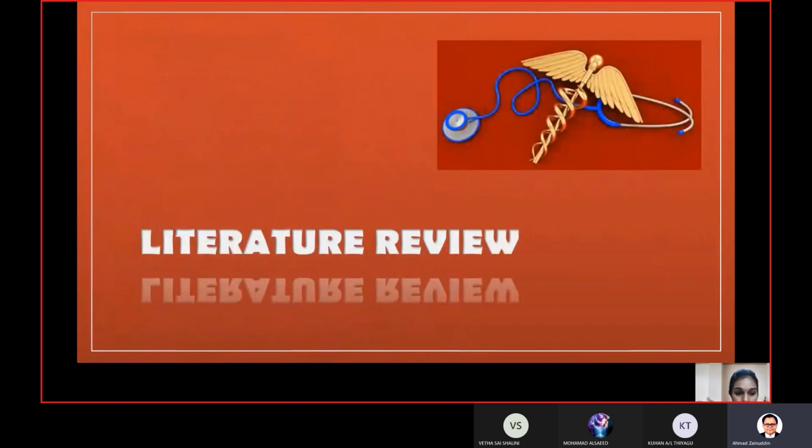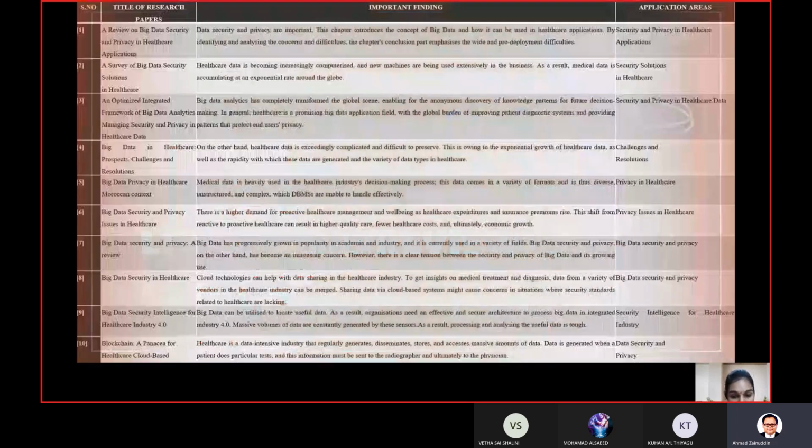Next we're going to see the literature review. Here I have listed 30 research papers relevant to my project, but I'm going to explain the best five. First, a review on big data security and privacy in healthcare application. In this research paper, they explain the increased use of advanced technology in the medical and biomedical healthcare field and so on.